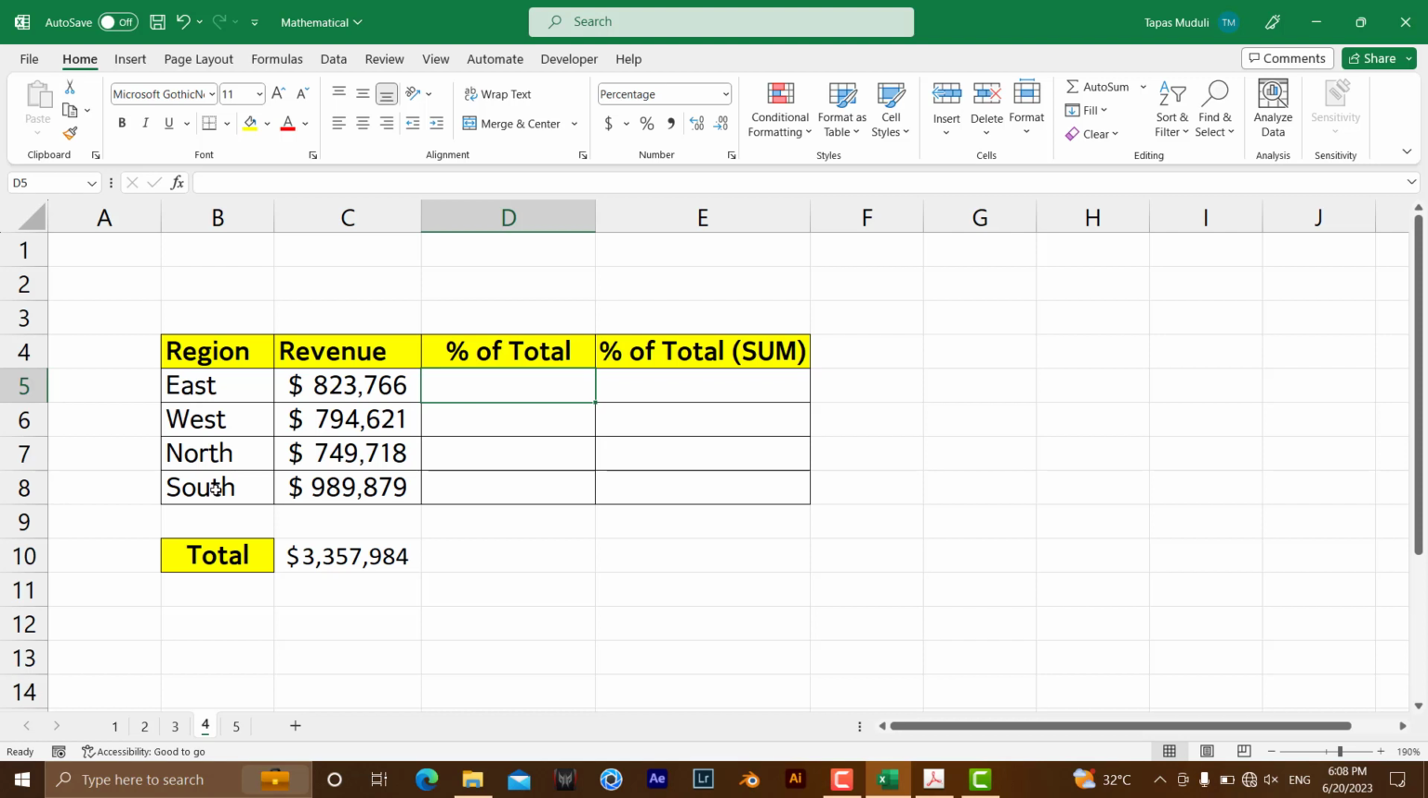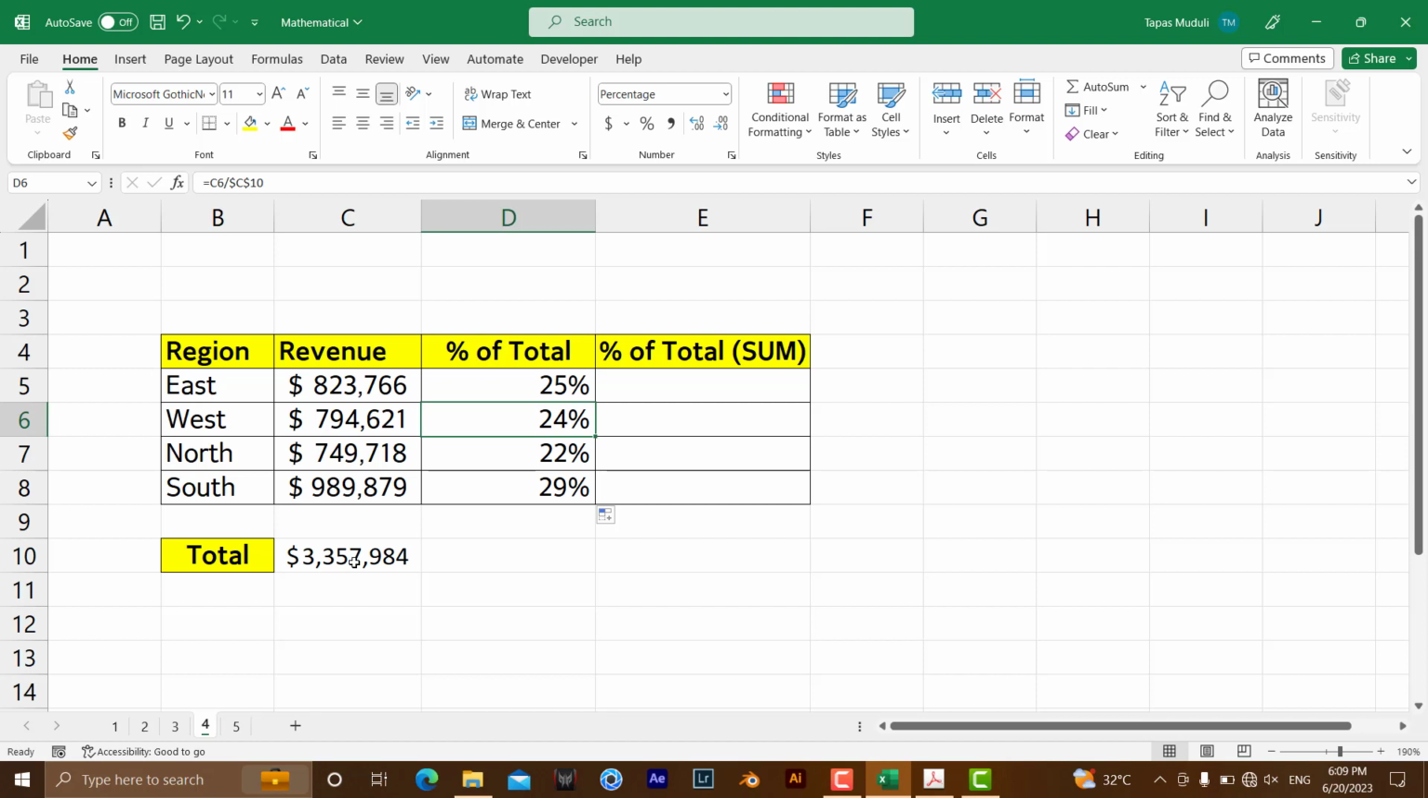So here you are going to use the formula equal to C5, because in C5 you have the data for East, then divided by the total. Do not forget to press F4 for absolute cell reference, because we are going to drag this formula down. So it is 25%, meaning East has contributed 25% of the total revenue. Just click over here. So these are the contributions given by the different regions to achieve this total amount, right?